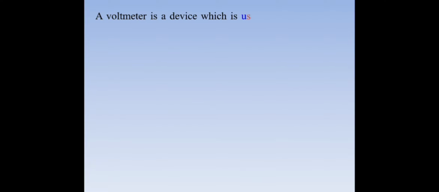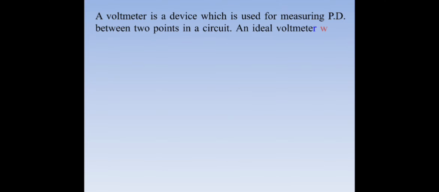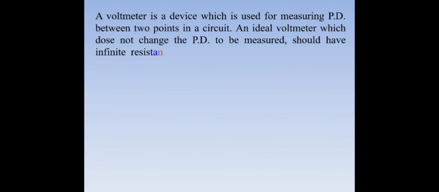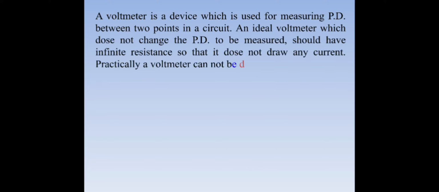A voltmeter is a device which is used for measuring potential difference between 2 points in a circuit. An ideal voltmeter which does not change the potential difference to be measured should have infinite resistance so that it does not draw any current. Practically, a voltmeter cannot be designed to have an infinite resistance.